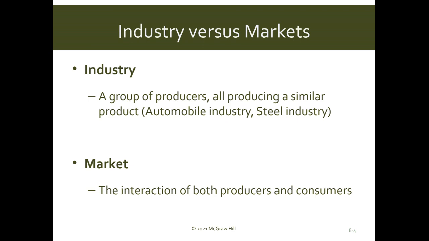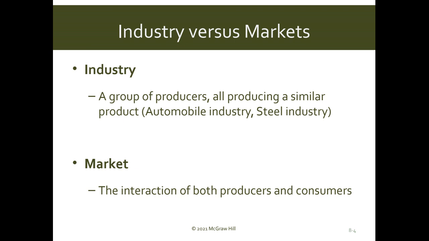The second example is the steel industry. Steel is an identical product, but suppose there are 5 firms producing steel, that is called the steel industry. What is a market? The interaction of both producers and consumers. So a market is a place. It may be a physical place or a virtual place as well. So you can buy and sell online as well. That is also a market. And there are different types of markets.